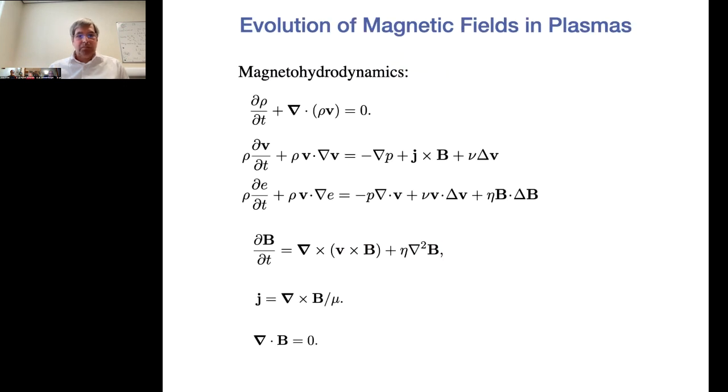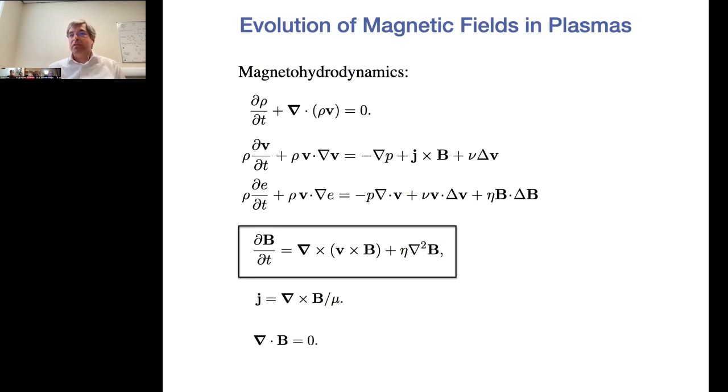Right. So magnetohydrodynamics is a theory which combines the Navier-Stokes equations and Maxwell's equations to describe the evolution of a plasma, so an electrically conducting ionized gas. And the main equation which we are interested in is the induction equation, which is derived from Faraday's law.